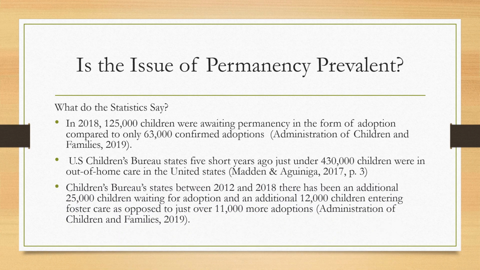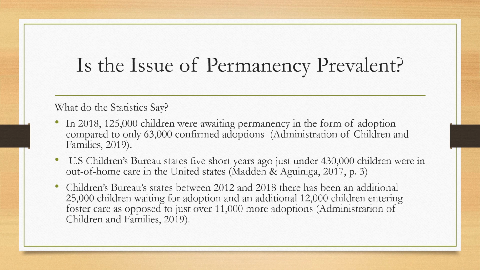And lastly, the Children's Bureau states that between 2012 and 2018, there were an additional 25,000 children awaiting adoption and an additional 12,000 children entering foster care, as opposed to just 11,000 more adoptions. This echoes what that first stat was saying, as more children are going into the system compared to those being adopted and put in permanent housing.